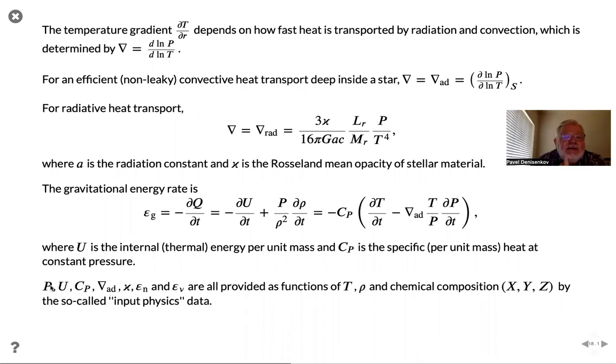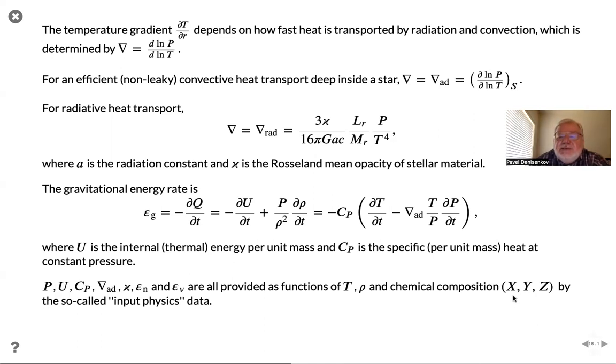Finally, the quantities that enter all these equations: pressure, internal energy, specific heat per unit mass at constant pressure, adiabatic temperature gradient, opacity kappa, nuclear energy generation rate, and neutrino energy loss rate. All these quantities are provided as functions of temperature, density, and chemical composition.